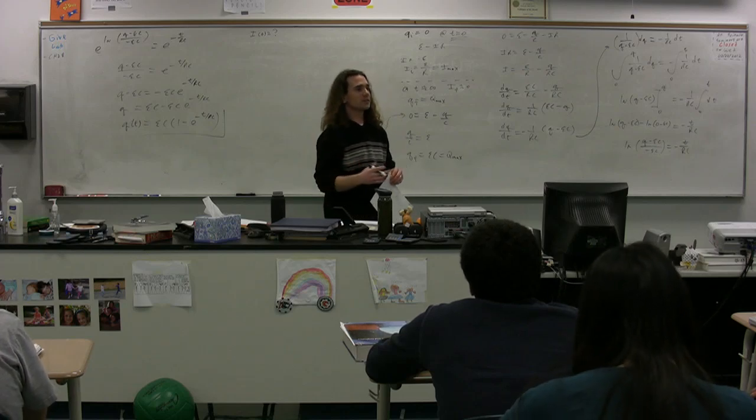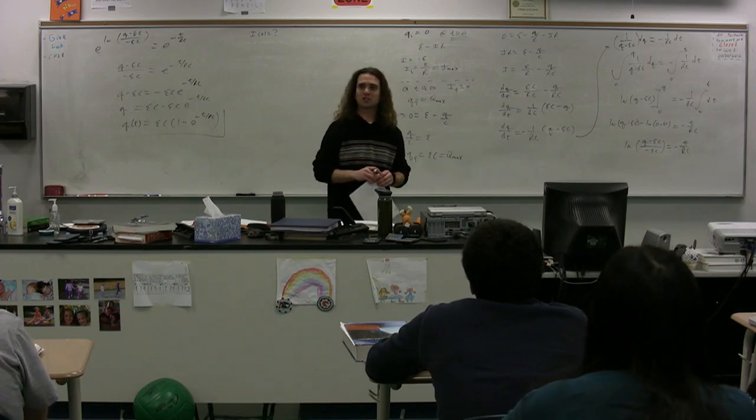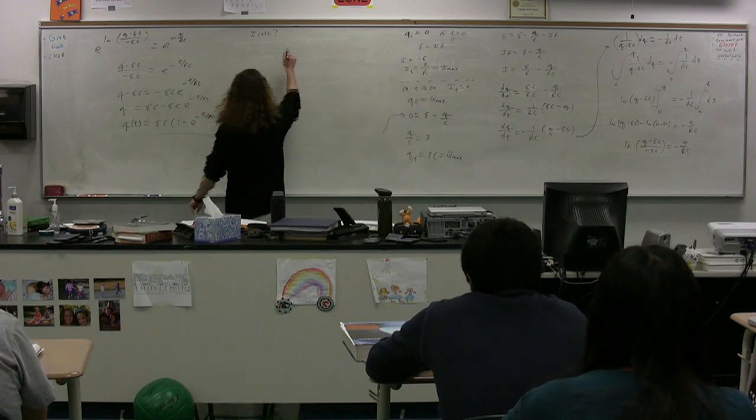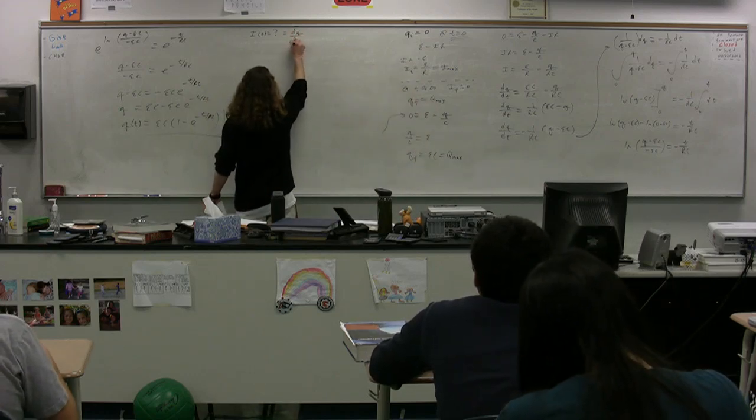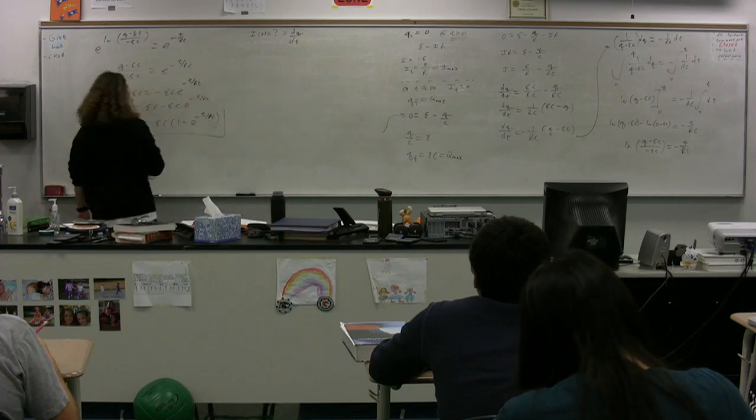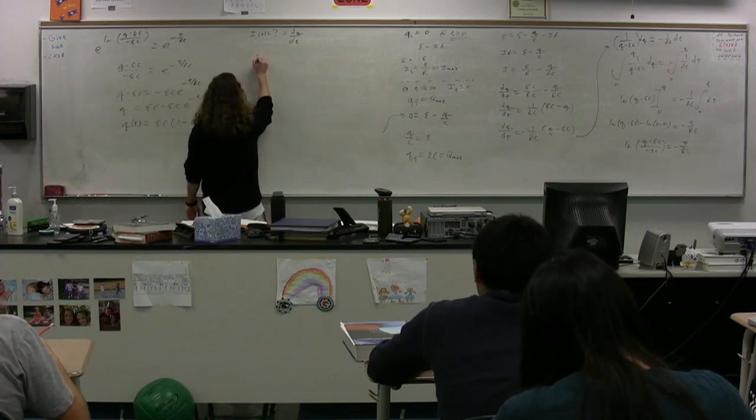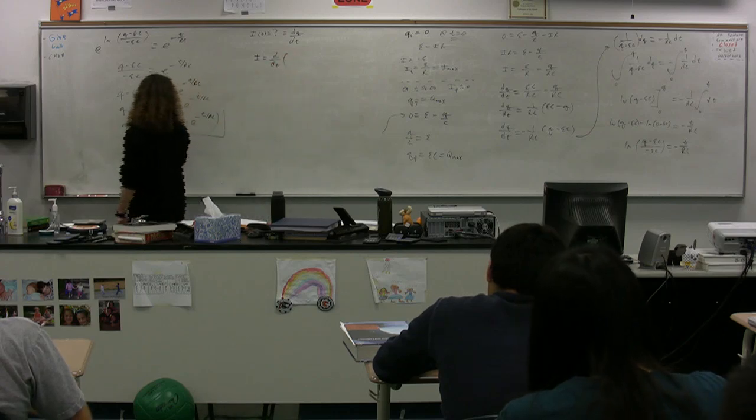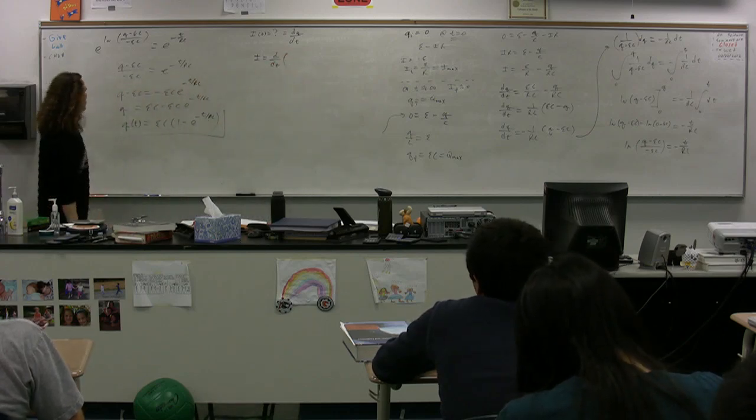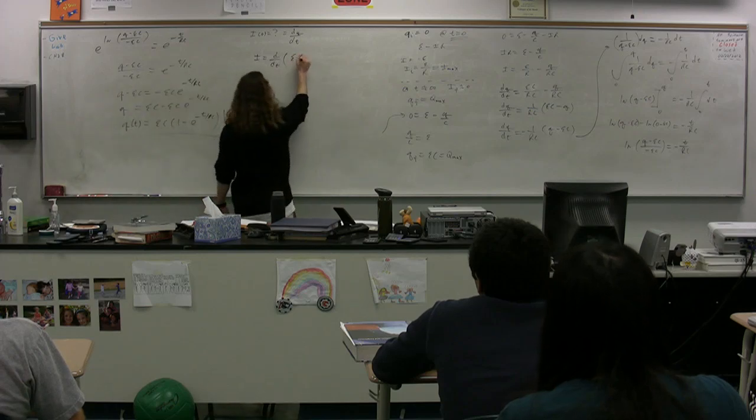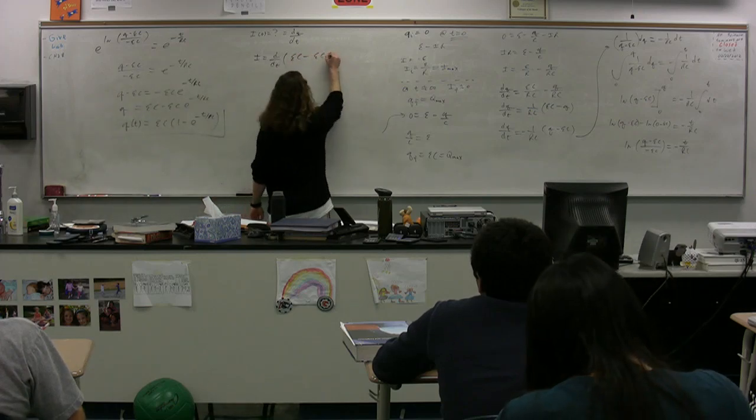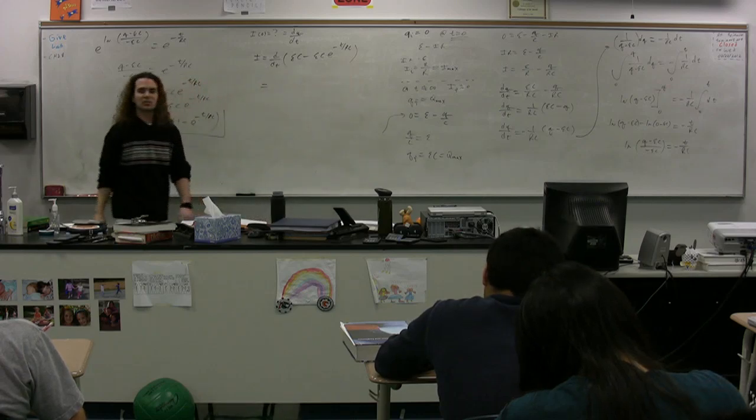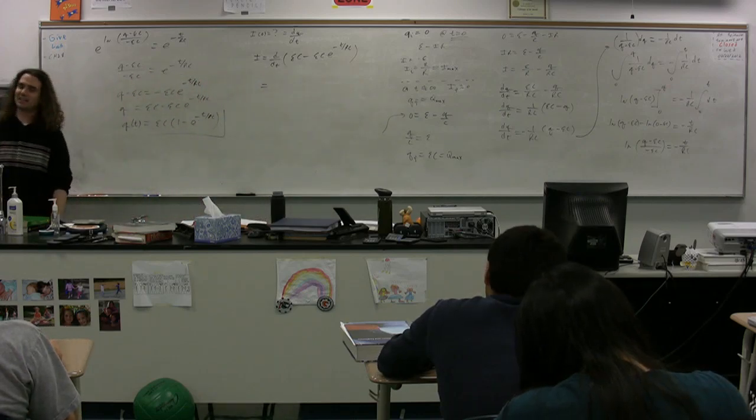Current. Current is related to charge. It's just the derivative of charge as a function of time. Oh, look, we already have an equation for charge. So current is going to be equal to the derivative as a function of time of this equation. Let's start with EC minus EC, e to the negative t over RC. We have to take the derivative of that.